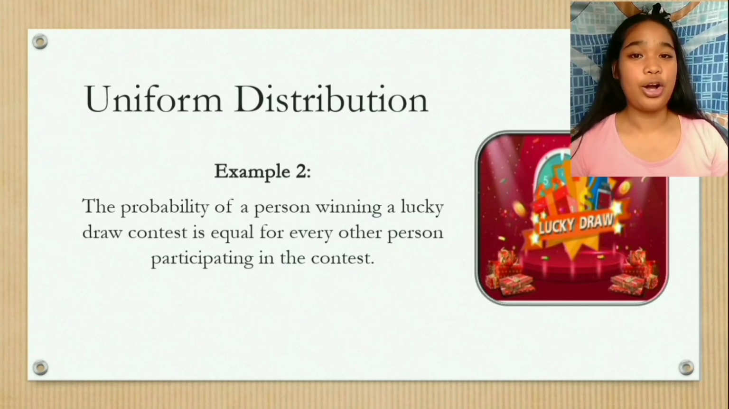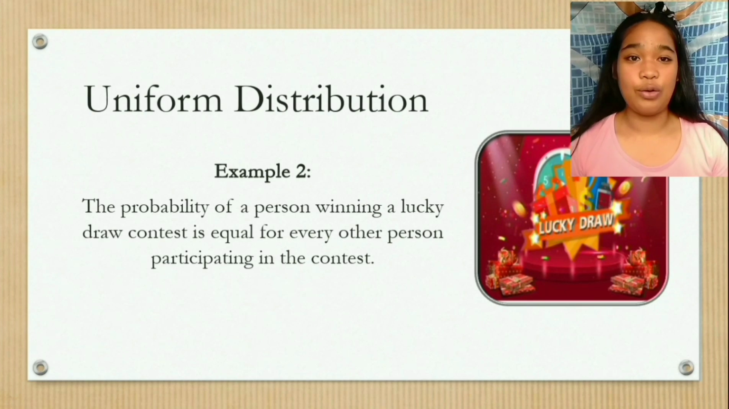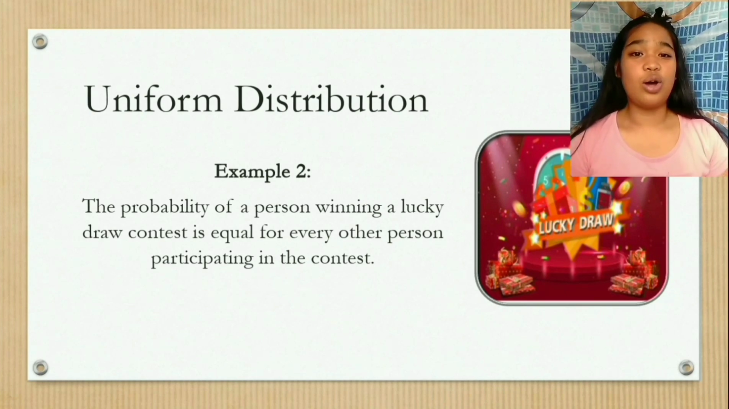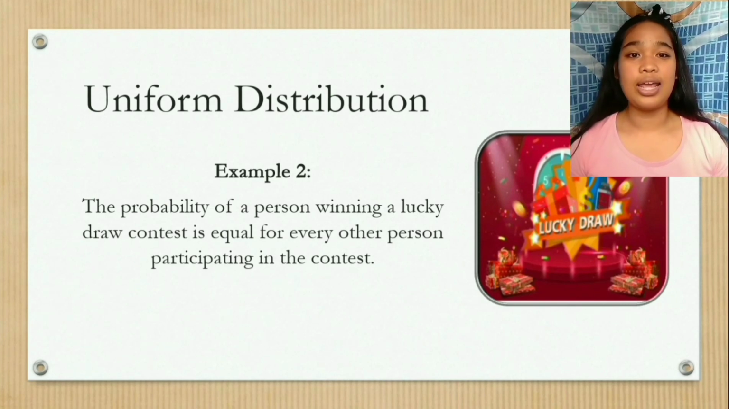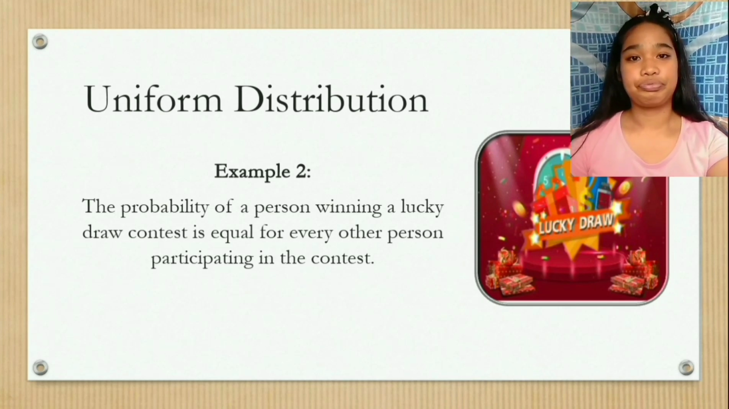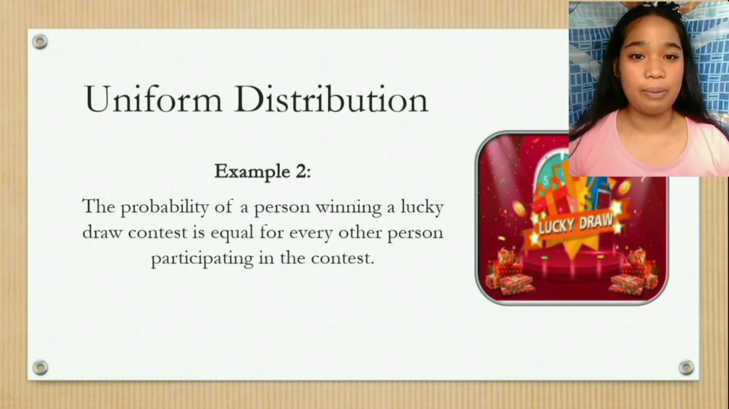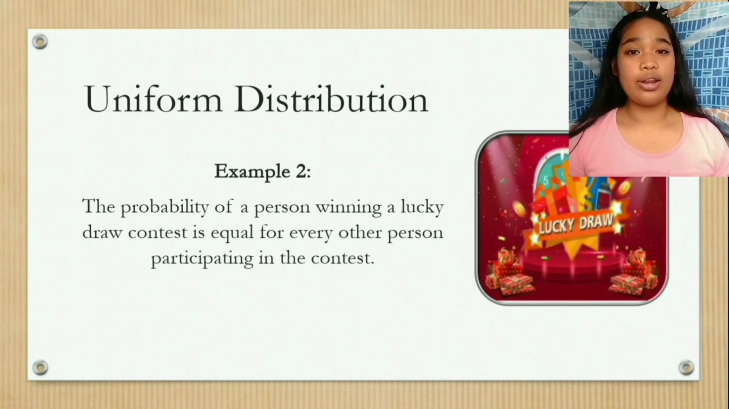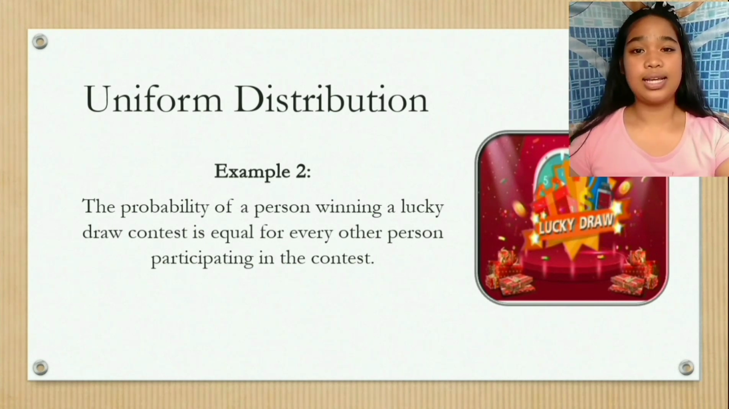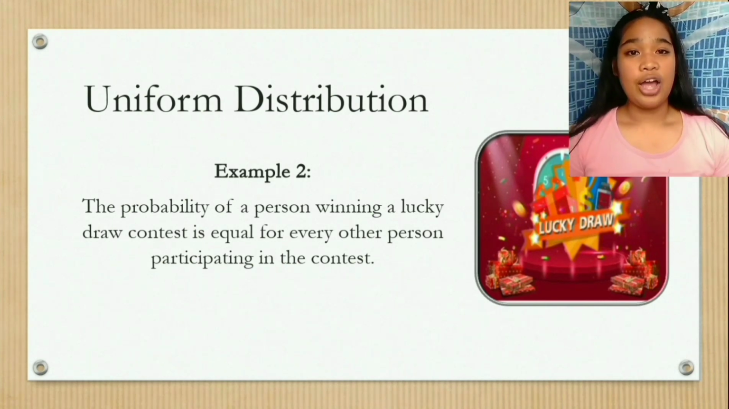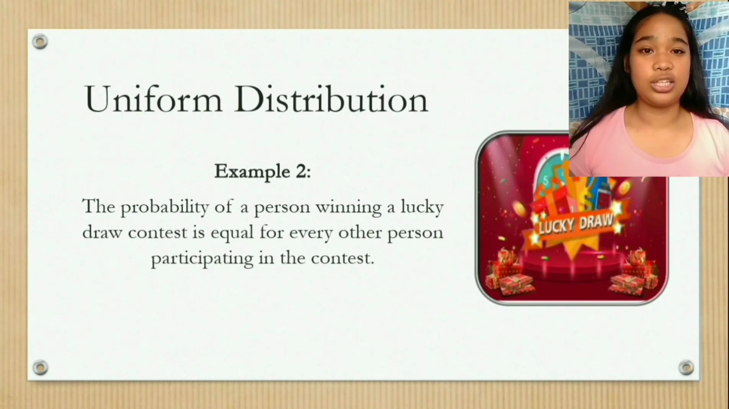For example, naay 500 ka tao nga ni-appeal sa contest. So, ang probability nga ni-daog siya kay 1/500, kay isa ra ang mudaog out of 500 ka ni-appeal. So, same sa kauban niya. Ang probability nga makadaog siya kay 1/500. Example ni siya sa uniform probability distribution.